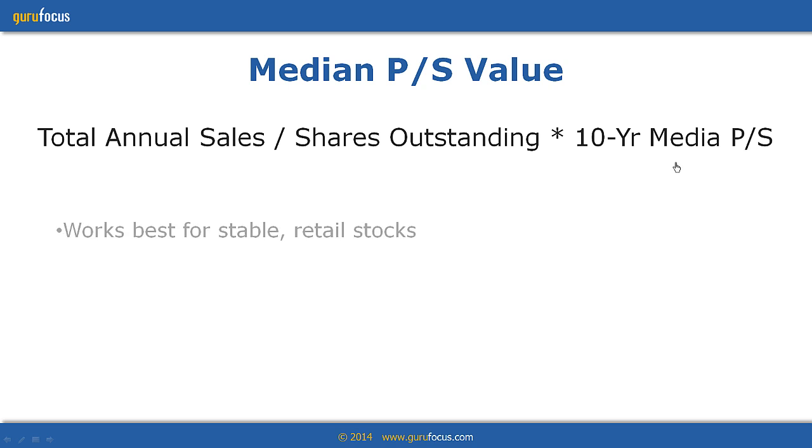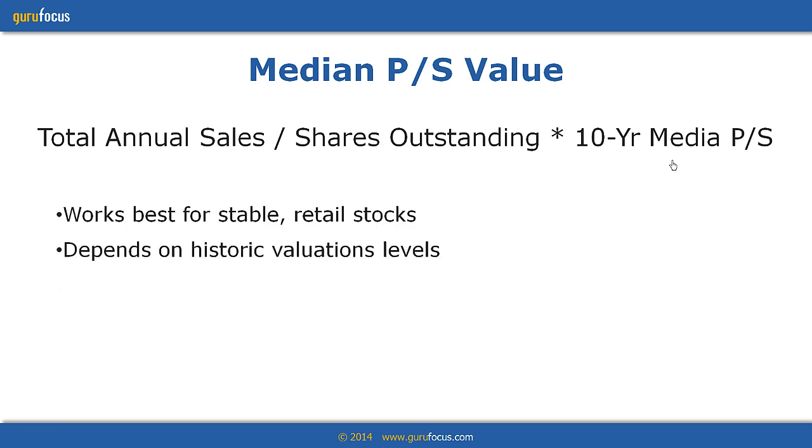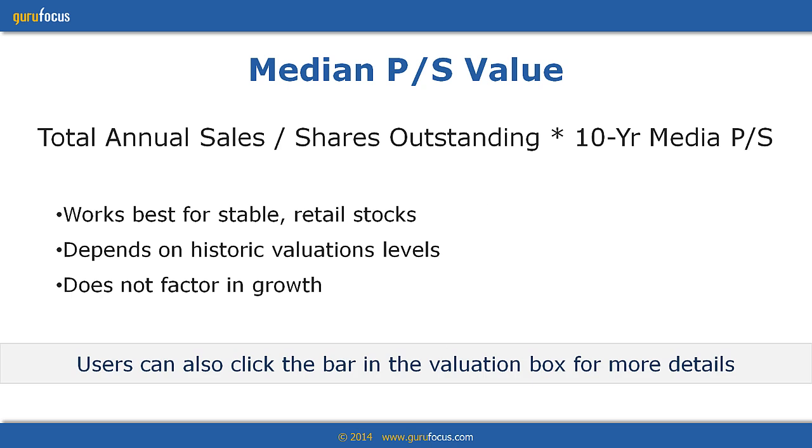Works best for stable retail stocks. It really depends a lot on historical valuation levels. You may have one retailer that tends to trade at 3 times sales, and another that tends to trade at 1.5, and it's going to take that into account and value the stock dependent on where it has historically been. One big thing, as I mentioned here, it does not factor in growth. It just gives you a ballpark figure for what it would be worth today based on where they generally value this company. If you're expecting better or less than traditional growth, you'll want to adjust your value up or down. And again, you can also click that bar in the valuation tab.